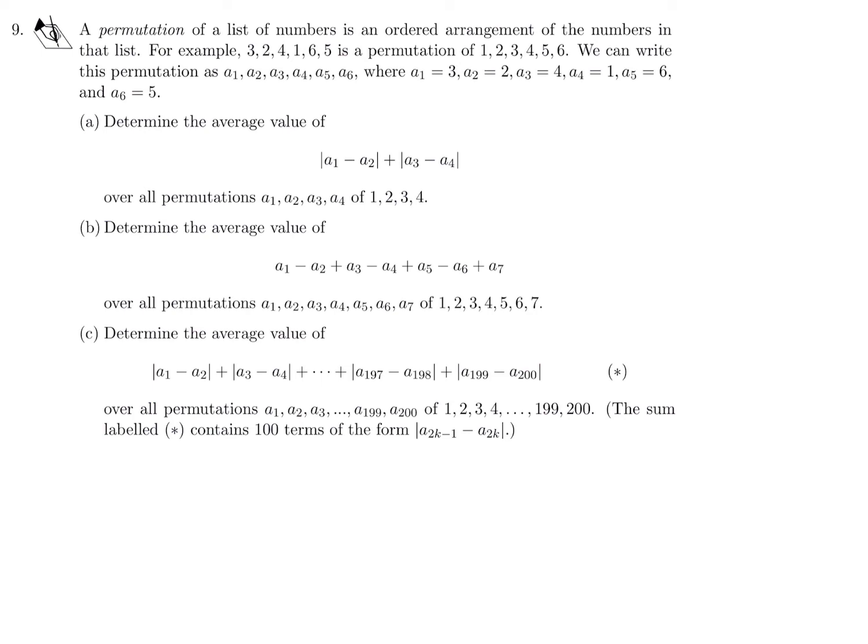A permutation of a list of numbers is an ordered arrangement of the numbers in that list. For example, 3, 2, 4, 1, 6, 5 is a permutation of 1, 2, 3, 4, 5, 6. We can write this permutation as A1 through A6, where A1 is 3, A2 is 2, and so on. Determine the average value of the absolute value of A1 minus A2 plus A3 minus A4 over all permutations of 1, 2, 3, 4.